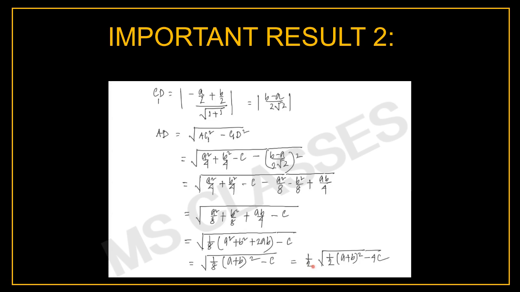Now our intention is to get the length of the common chord, so we have to multiply this by 2. So that is the length of AB. You can say here the length of AB is twice AD, which is under root of 1 by 2 (a plus b) whole square minus 4c. So that is what we needed to find out.